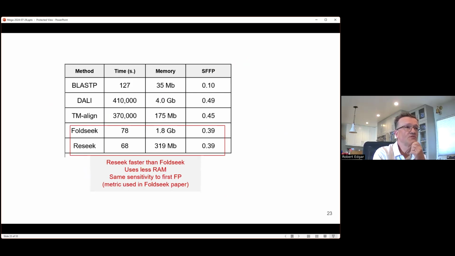So moving on. The other important issue is computational resources. Reseek is a little faster than Foldseek, but not enough to matter. It uses something like a fifth of the memory. Foldseek used a different metric, which I'm going to talk briefly about. In their paper, they used what they call the sensitivity to the first false positive, and Reseek gets essentially the same number there.